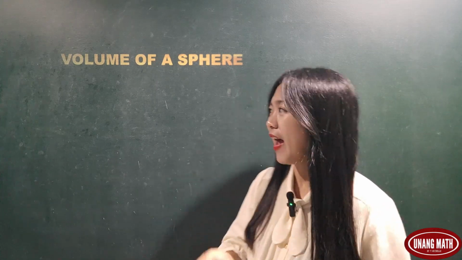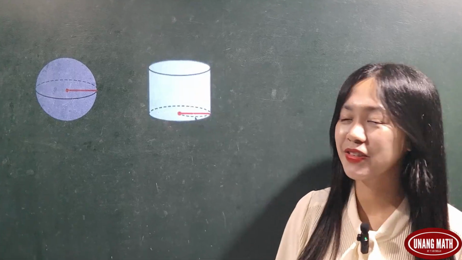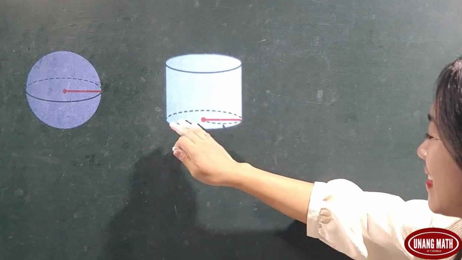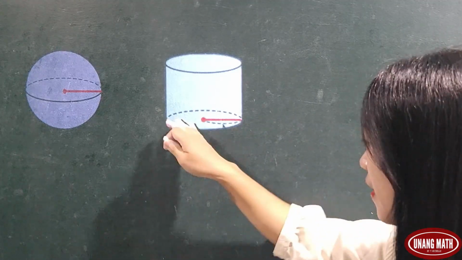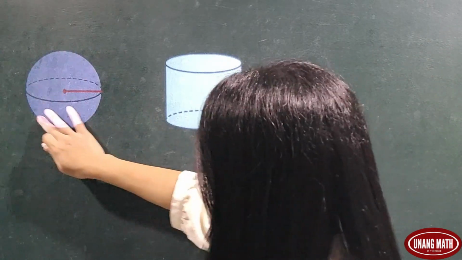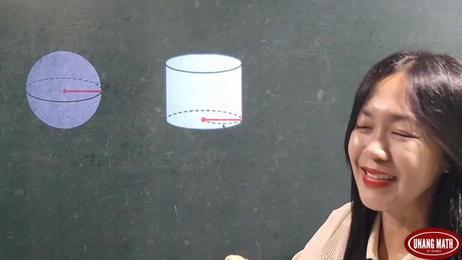For this episode, I will be covering the topic about volume of a sphere. Volume is the capacity of that figure or shape. In finding the volume of a sphere, we will consider a cylinder. But take note, this cylinder is not just any cylinder. This cylinder must have the same radius as this sphere, and the height must be the same.